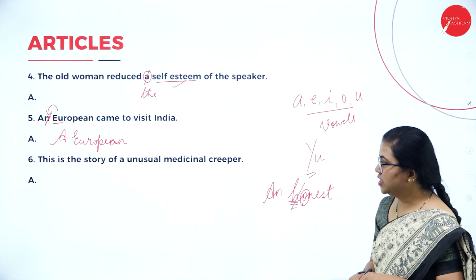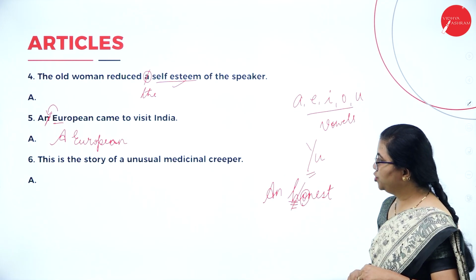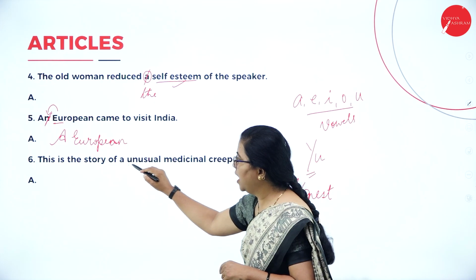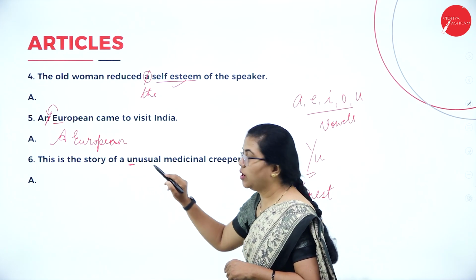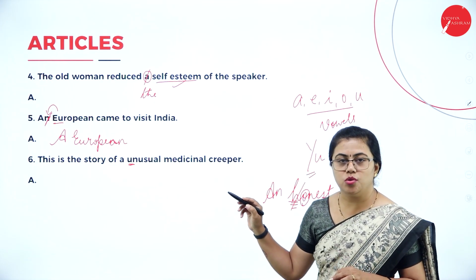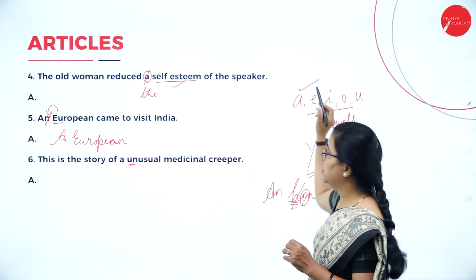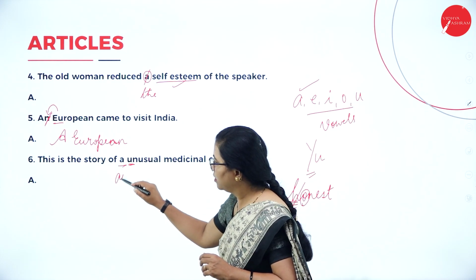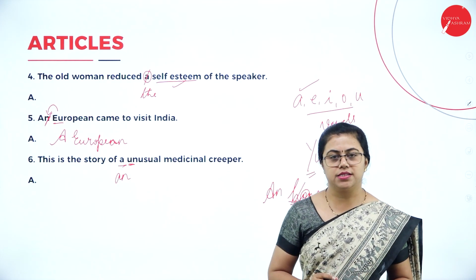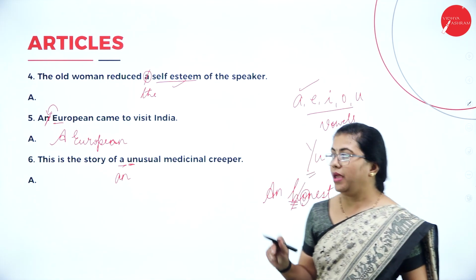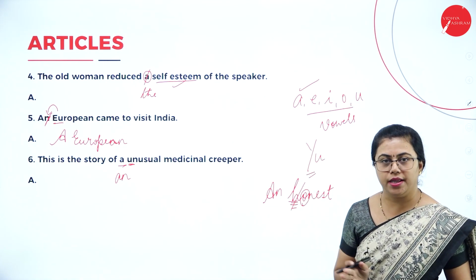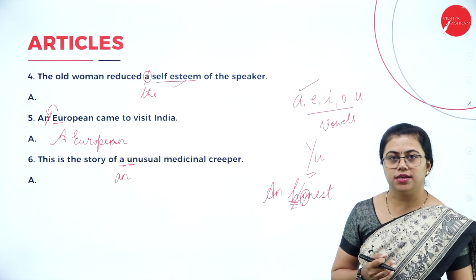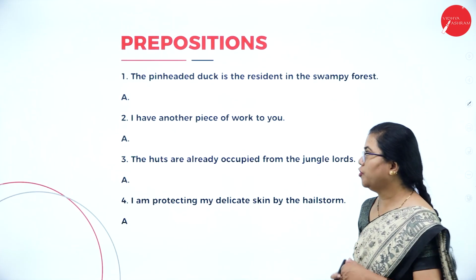The next one, that is the sixth one. This is the story of an unusual medicinal creeper. Here again the same rule applies: unusual begins with a vowel sound, a "yu" sound. Okay, it's a vowel sound, so then you have to use "an" over here. An unusual medicinal creeper. Make sure you use proper articles along with the nouns. For that you need to be thorough with the pronunciation. Fine, let us move on to the next one.